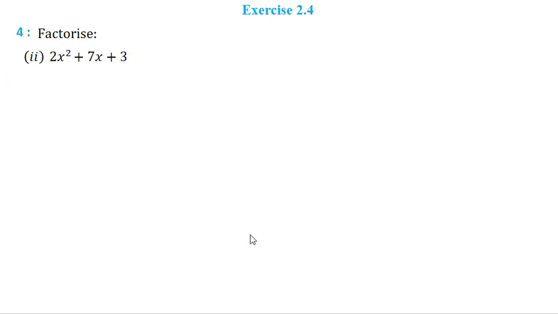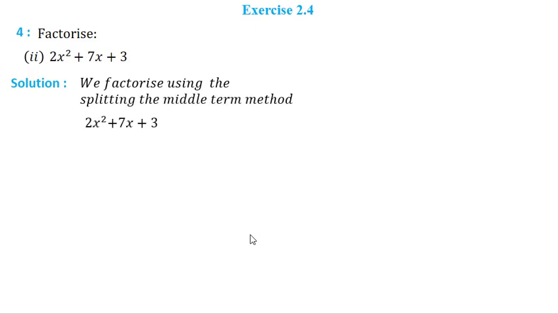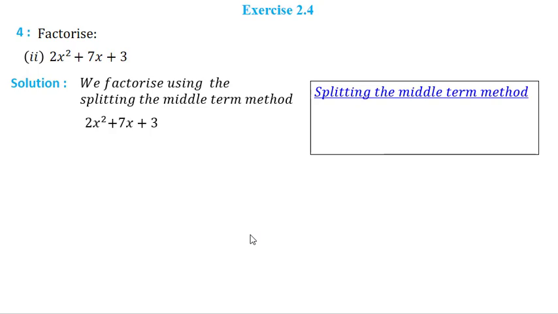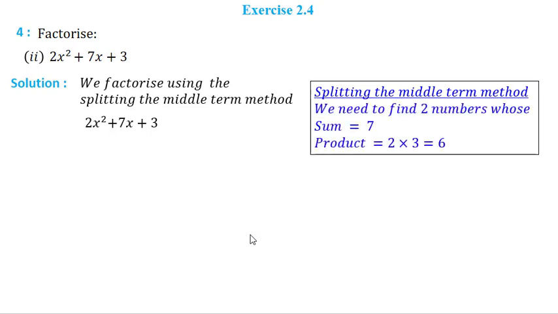2x square plus 7x plus 3. Now here again, by using the splitting middle term method, I need two numbers such that their sum is 7 and their product is 6. Now as the product is 6 and addition is 7, I will take those two factors as 6 and 1, as 6 into 1 gives me 6 and 6 plus 1 gives me 7. So let us write this 2x square plus 7x plus 3 as 2x square plus 6x plus x plus 3.